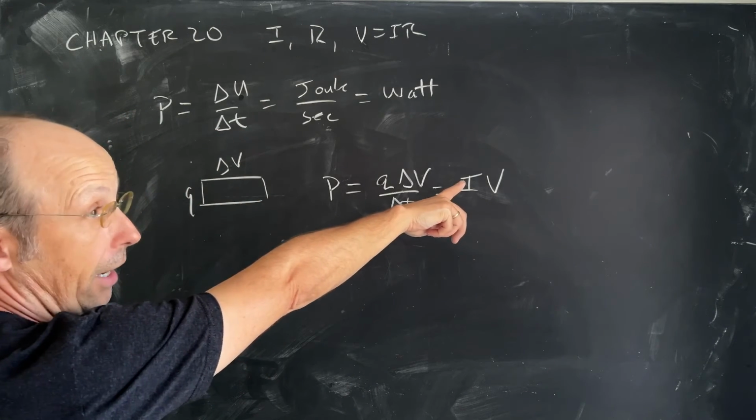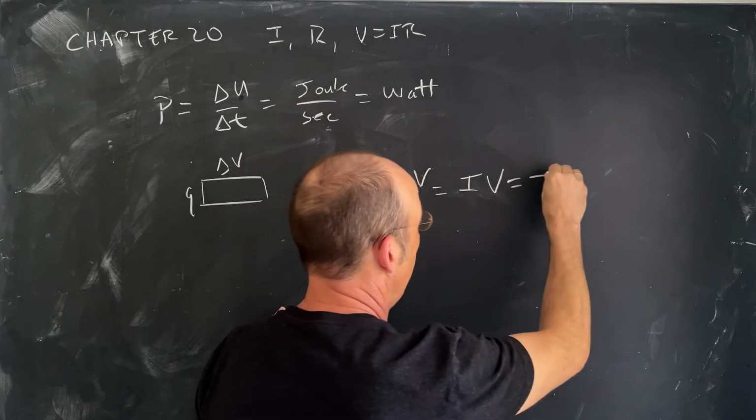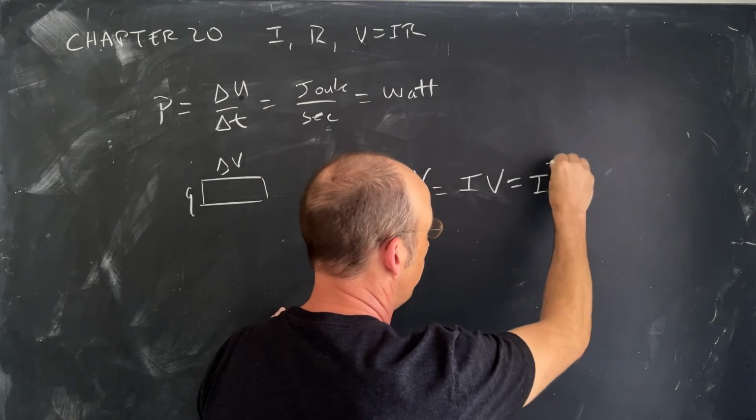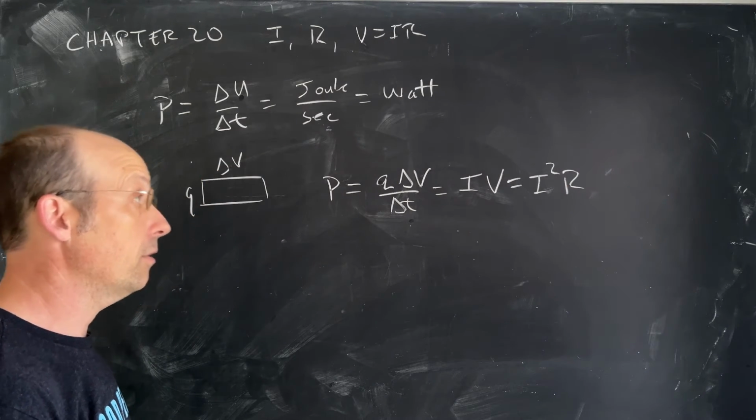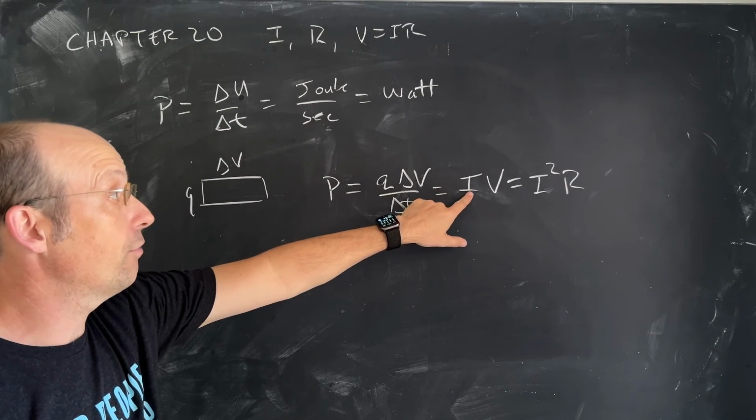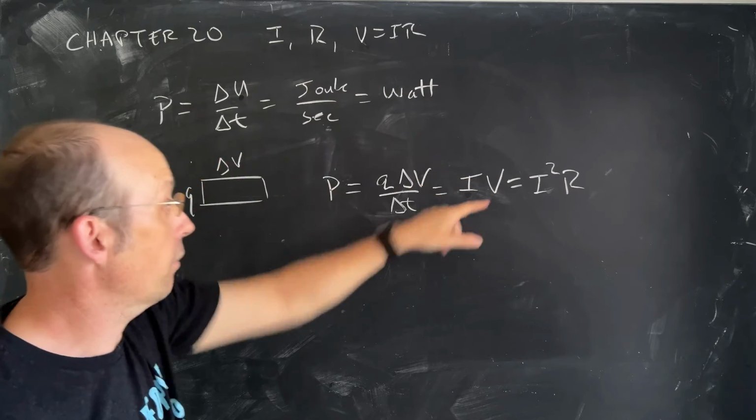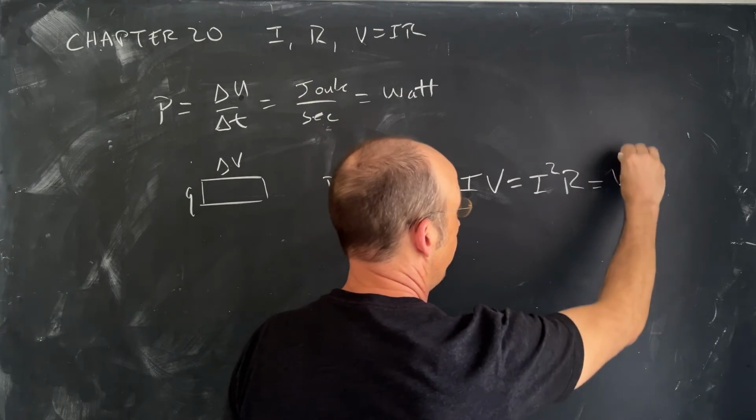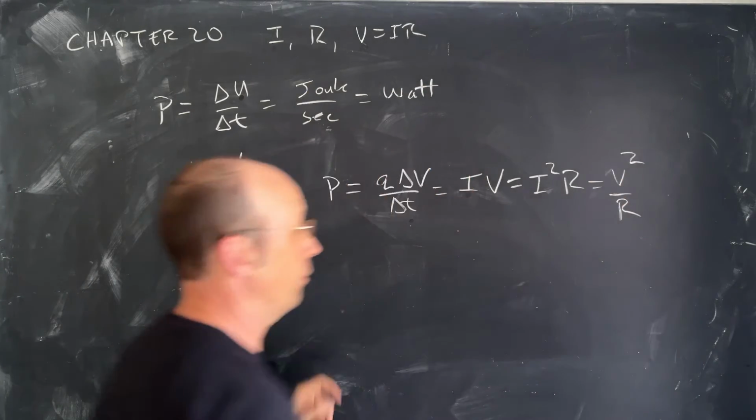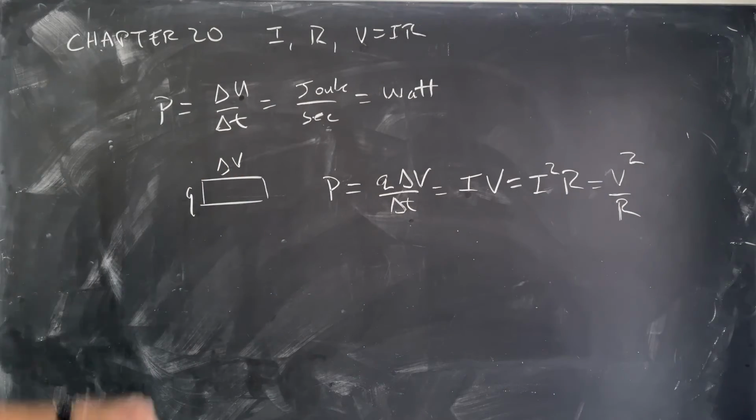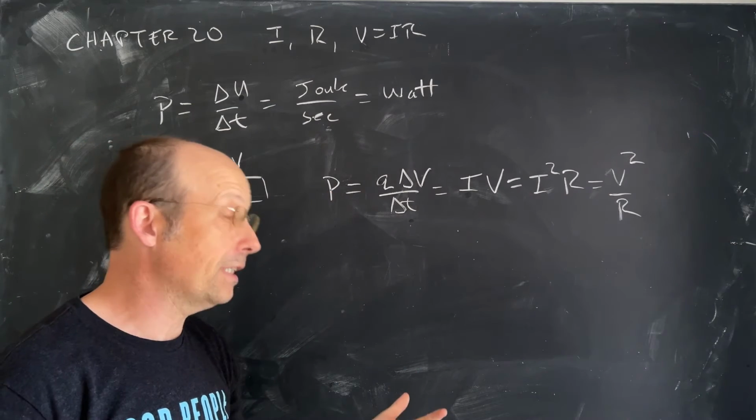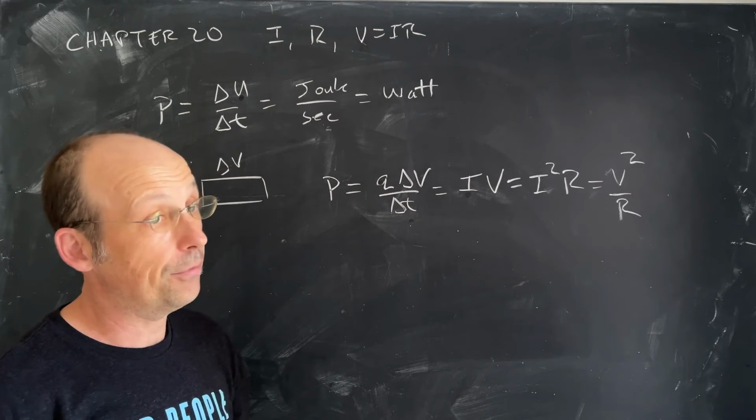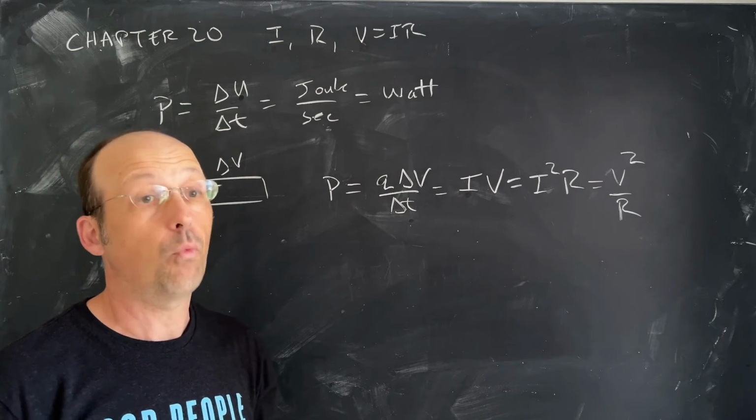Since V is equal to IR, I can write this as I times IR, which would be I squared R. So you could write it that way too. Also, I could write I as V over R, so I could write this as V squared over R. So those are all the same definition of power. If your potential is measured in volts, your resistance in ohms, and your current in amps, then those all give you units of watts.